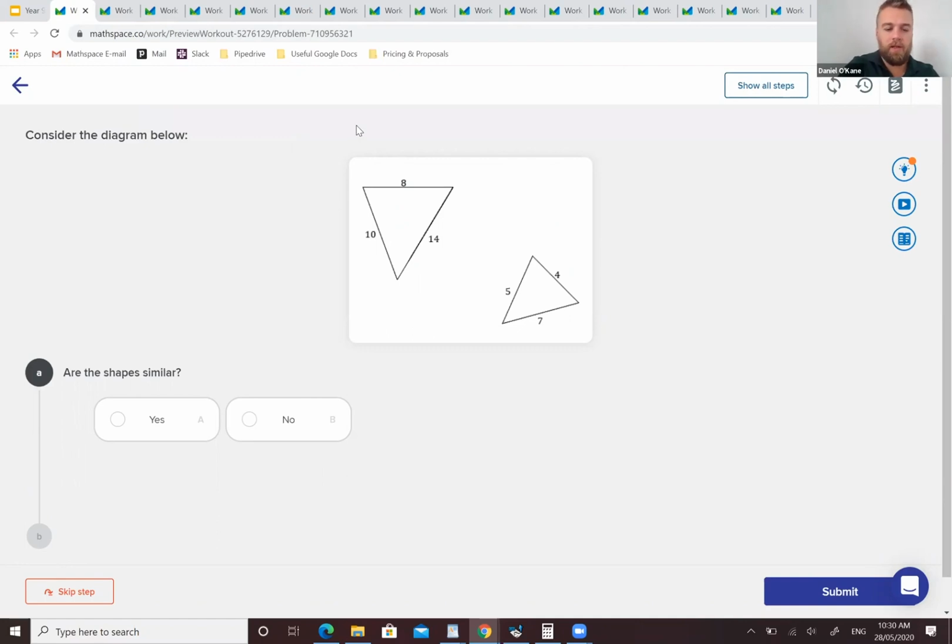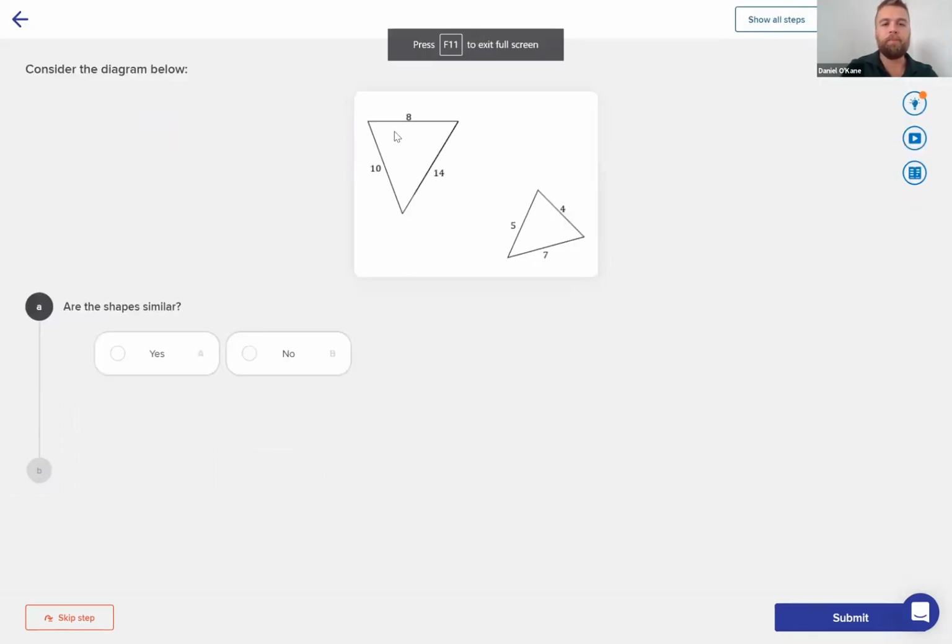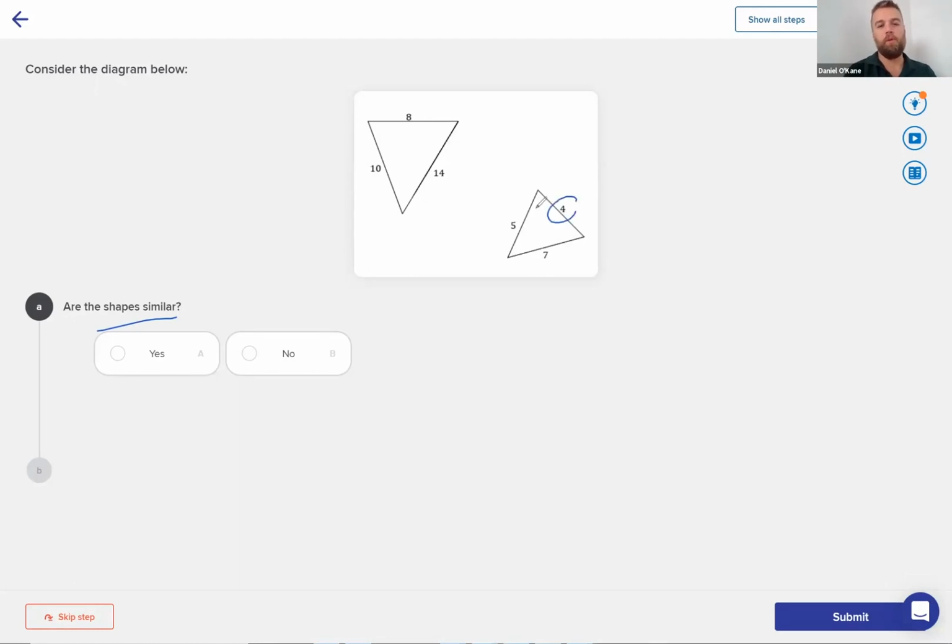So considering this diagram, I've got these 2 triangles, and the question asks me, are these shapes similar, yes or no? I've got these triangles with dimensions, the small one, dimensions 4, 5, and 7. And then the larger triangle has the dimensions 8, 10, and 14.